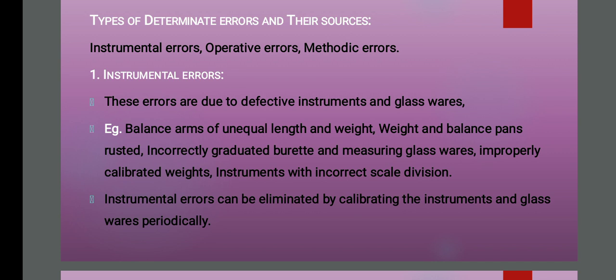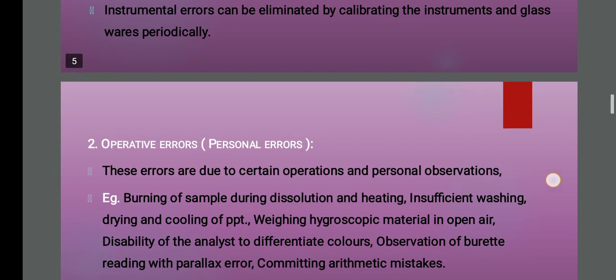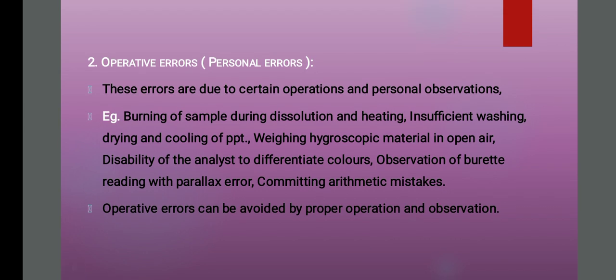Next one is said to be operative error. What do you mean by operative error? It's an error caused due to the operation or the personal observation. It is otherwise called personal error. If the person doing the operation, or the operation itself, is wrong, this type of error will come. So this is called personal error, and it is mainly caused because of operation and personal observation. Is it okay? The example here is burning of the sample during dissolution and heating.